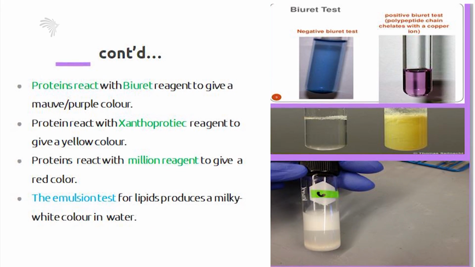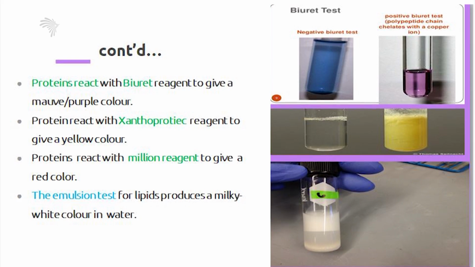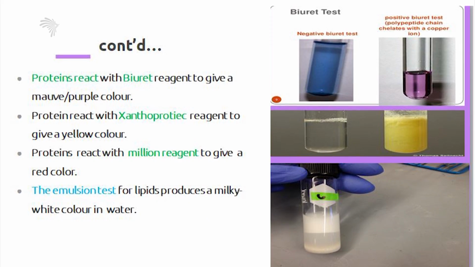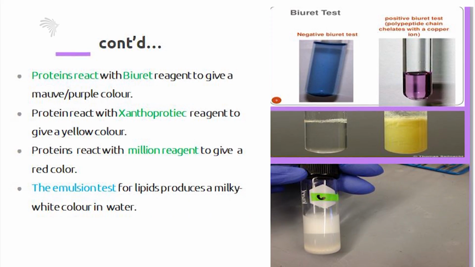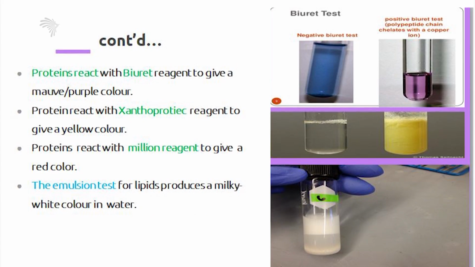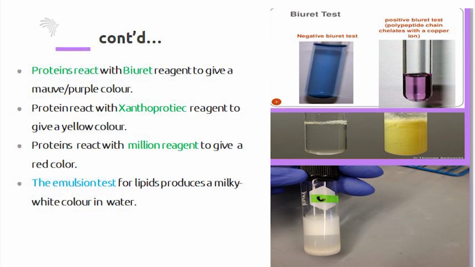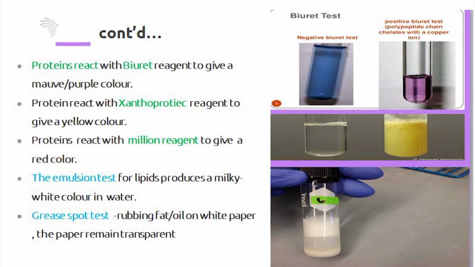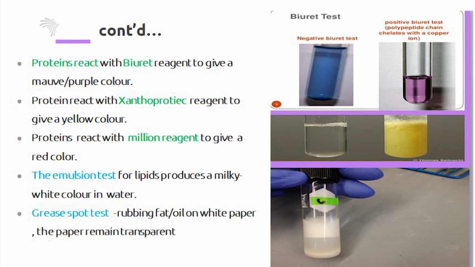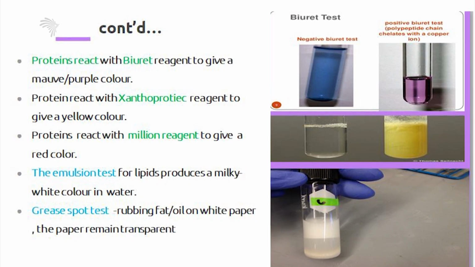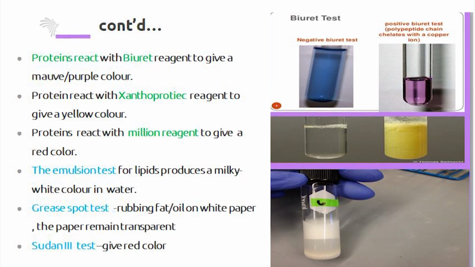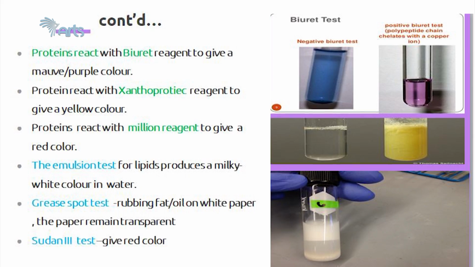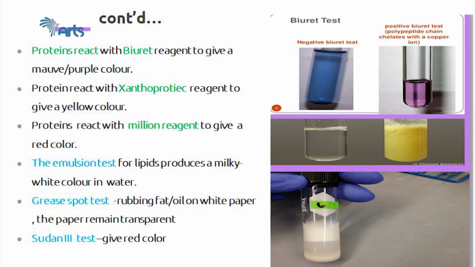The fats and lipids test is called the emulsion test. For the test for lipids, for instance oil and fats, you take the oil, add alcohol, that is ethanol, then shake vigorously and allow it to settle. Then take the decant and add a little water, and you get a milky white color. This is a confirmatory test for fats. Sometimes you do a greasy spot test. You drop an oil on white paper and it remains translucent. That is also another test. The third test for fatty substances is the Sudan III test. This is a compound added to oil, and it gives a red color. That is a confirmatory test for lipids.